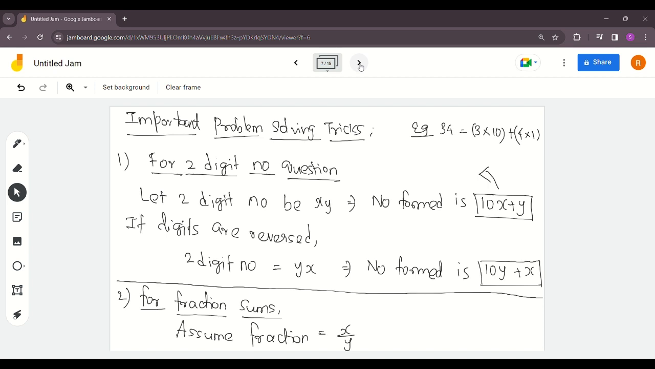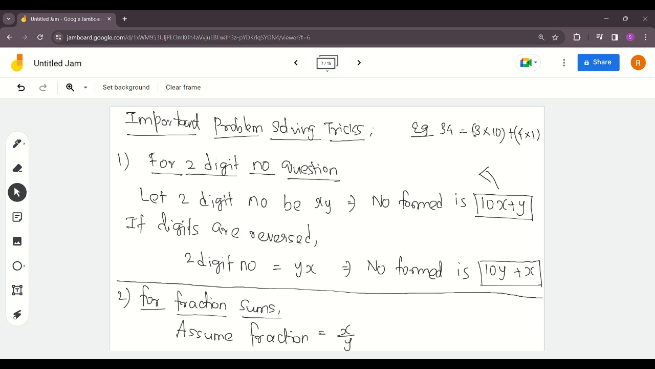For a 2-digit number question, first you will have to assume, let the 2-digit number be xy. Then the number formed is 10 times the digit present in the tens place plus 1 multiplied by the digit present in the units place. So 10x plus y. I have given you an example for this also. 34 can be written as 3 times the digit present in the tens place, so 3 into 10 plus 4 into 1.